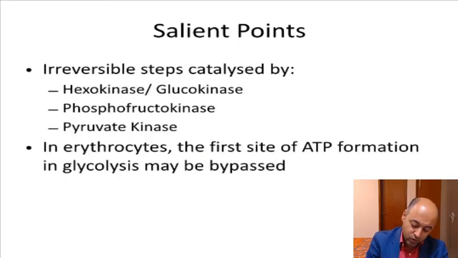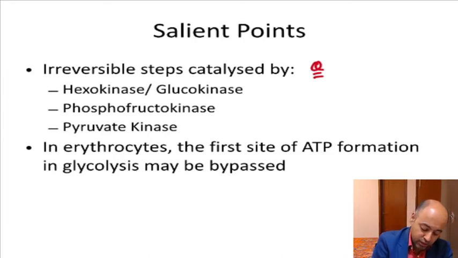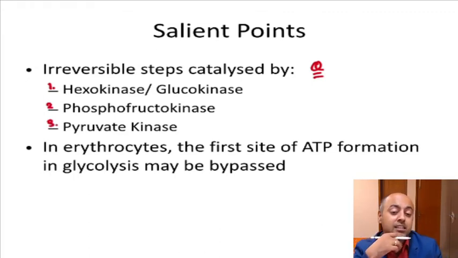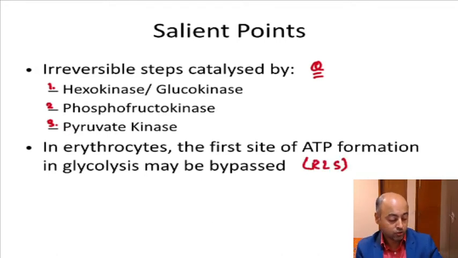Second question which is commonly asked from glycolysis is enzymes which catalyze the irreversible steps of glycolysis. These include the hexokinase, the phosphofructokinase, the pyruvate kinase. Okay, they catalyze the irreversible reaction. All other reactions of glycolysis are freely reversible. And we already said, due to the Rapoport-Luebering shunt, the first site of ATP formation is bypassed.